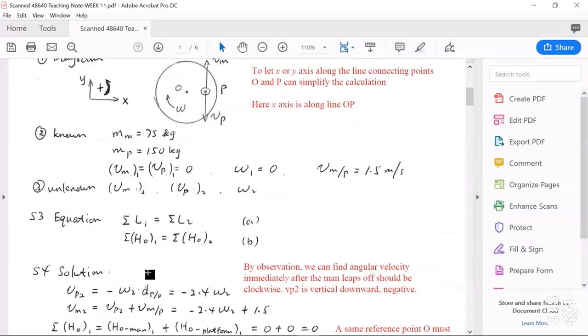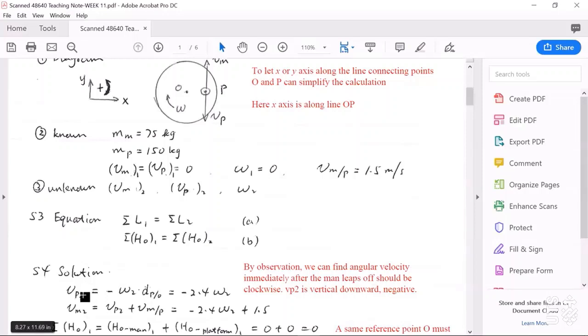Okay, now we will express Vp2 and Vm2 using omega 2, because finally, we have only one equation. This means we can solve only one unknown parameter. Vm2, Vp2, and omega 2, these three are not independent, and we can actually use any one of these three unknowns to express the other two.